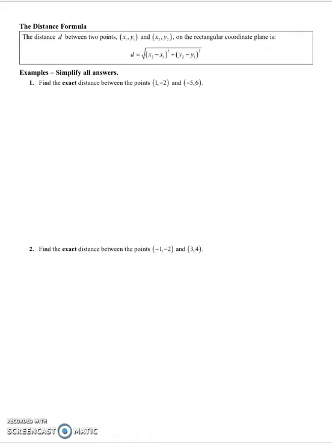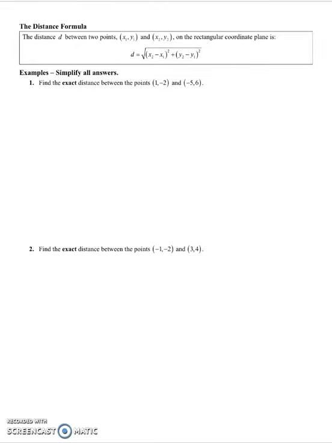Now let's talk about the distance formula. The distance d between 2 points (x1, y1) and (x2, y2) on the rectangular coordinate plane is given by this formula here. So d equals the square root of the quantity x2 minus x1, squared, plus the quantity y2 minus y1, squared.